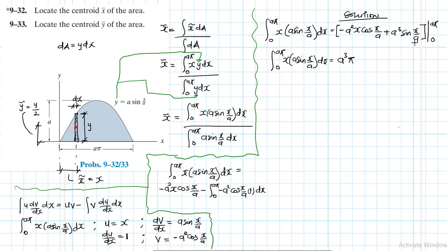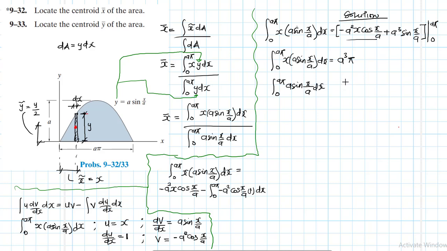pi. And then we plug in again a pi in sine. A and a cancel, so sine 180 is 0, so nothing in there. The first part is 0, so this is the final solution for this top part. Then the bottom part, what do we have? We have integral from 0 to a pi of a sine x over a dx.